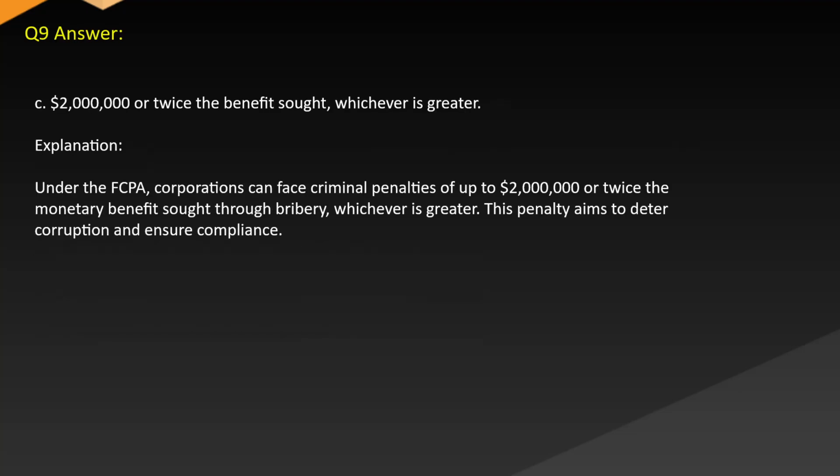Answer. C. $2 million or twice the benefit sought, whichever is greater. Explanation. Under the FCPA, corporations can face criminal penalties of up to $2 million or twice the monetary benefit sought through bribery, whichever is greater. This penalty aims to deter corruption and ensure compliance.